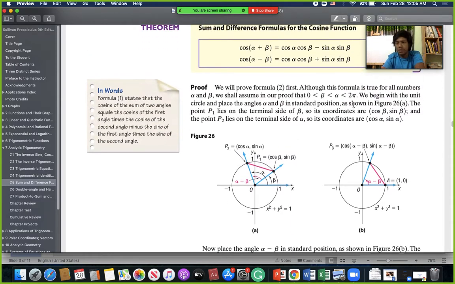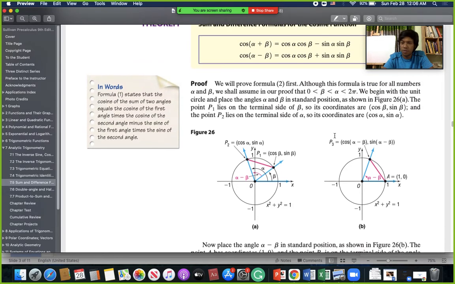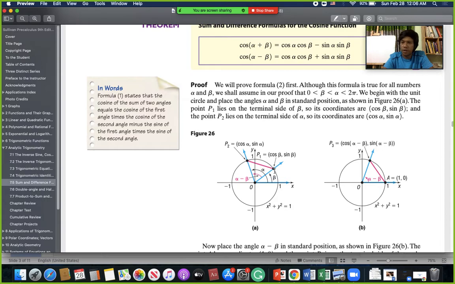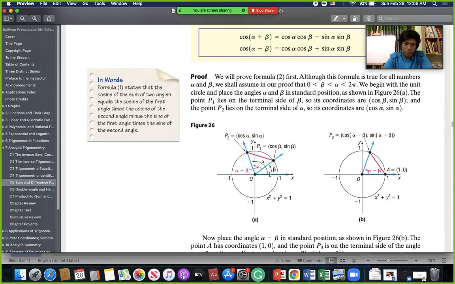I will just briefly give you the idea of what they are trying to discuss here. This is not necessary for you all to memorize. If anyone is curious about how this formula comes, this is one very classic, very good example of how they come to this point.